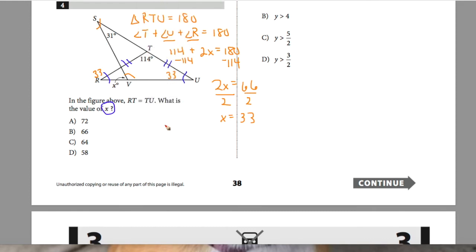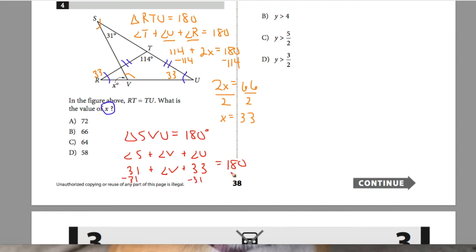So my triangle S, V, and U is also going to equal 180 degrees. And I know that angle S is going to be 31, plus angle V, which I do not know yet, plus my angle U, which I now know is 33. This will equal 180 degrees. So if I were to take these and subtract them from 180, I could then theoretically solve for angle V. So my minus 31 and my minus 33, 180 minus 31 minus 33, would give me my angle V.